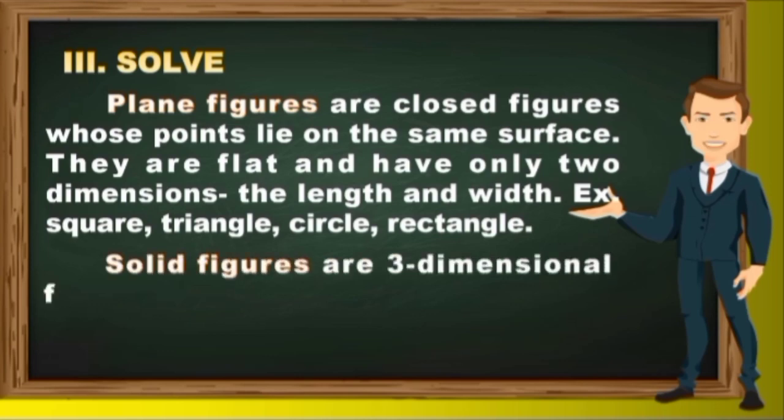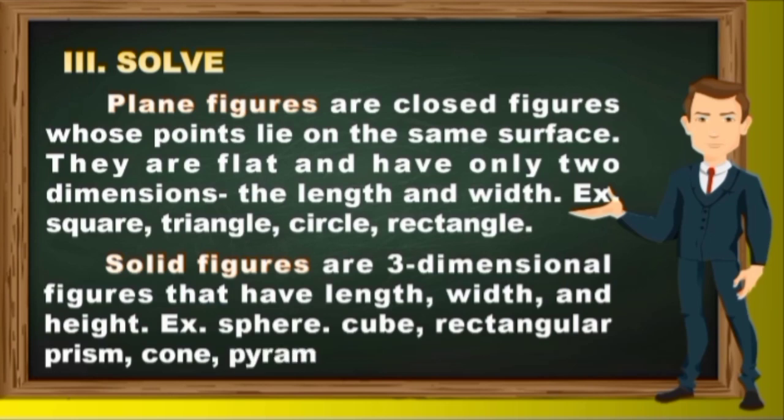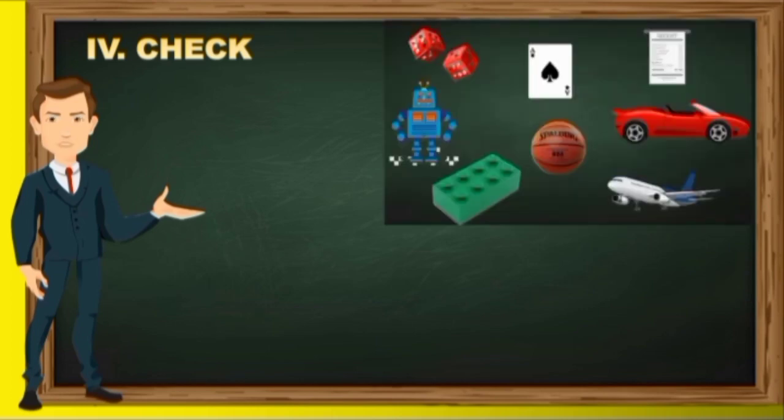Solid figures are 3-dimensional figures that have length, width, and height. Example, sphere, cube, rectangular prism, cone, and pyramid. Number 4, check. Observe again the figures in the picture.